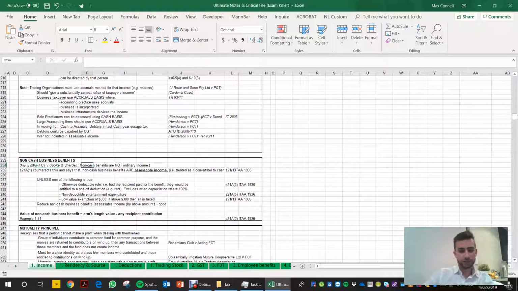The case law basically said previously that non-cash benefits are not ordinary income, but then the old Income Tax Act 1936 writes over the top of that, so you can basically ignore this. I'm not sure why the CSG talks about that to confuse you, but I guess you need to know the history. So 21A counteracts this, writes over the top and says that non-cash business benefits are assessable income, as if it was convertible to cash.